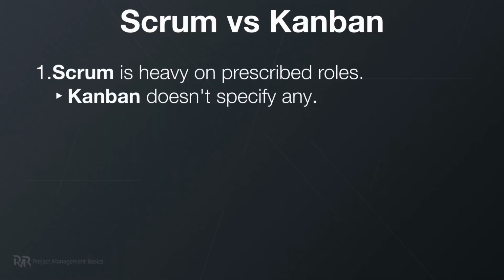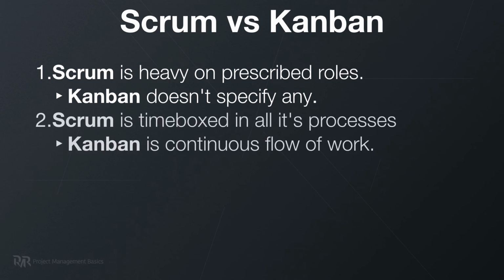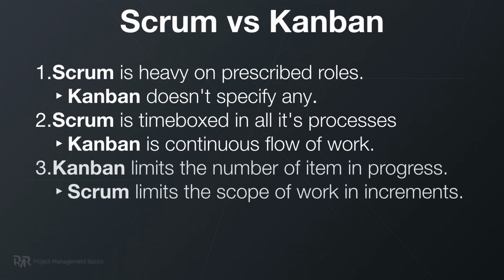From my personal experience, the Agile practitioners have different points of views on this question. So an interviewer might want to hear something different. However, here is my top 3 differences. First of all, Scrum is heavy on prescribed roles, while Kanban doesn't specify it at all. Second, Scrum is time-boxed in all its processes, so everything you do in Scrum has a time limit, while Kanban is a continuous flow of work. Third, Kanban has a limit of work-in-progress items, while Scrum limits the scope of work in iterations and increments.